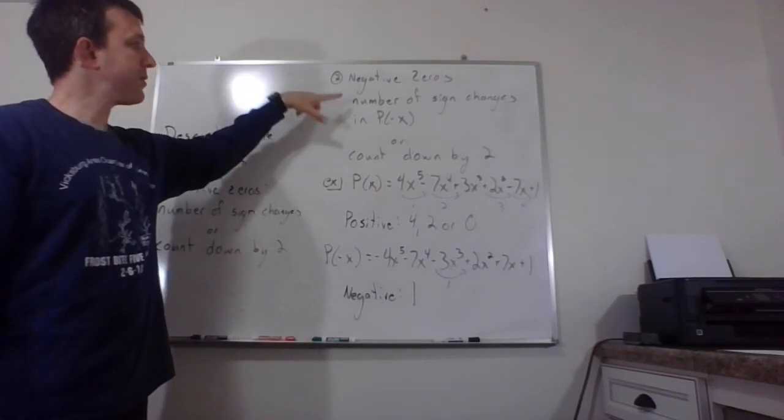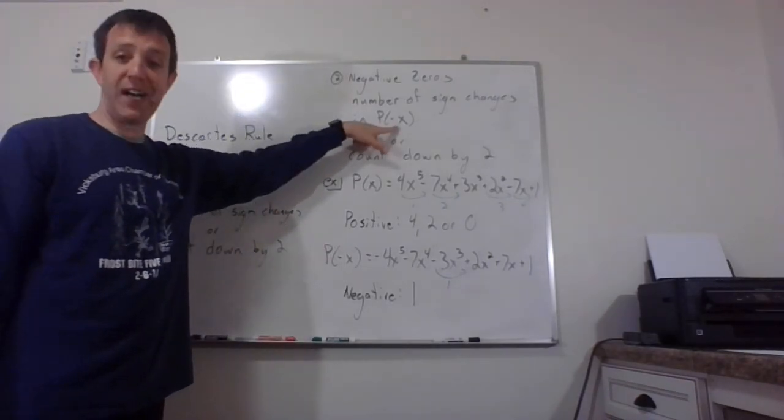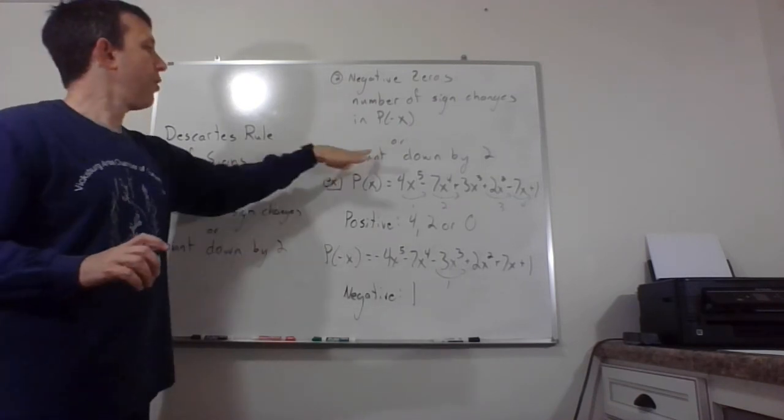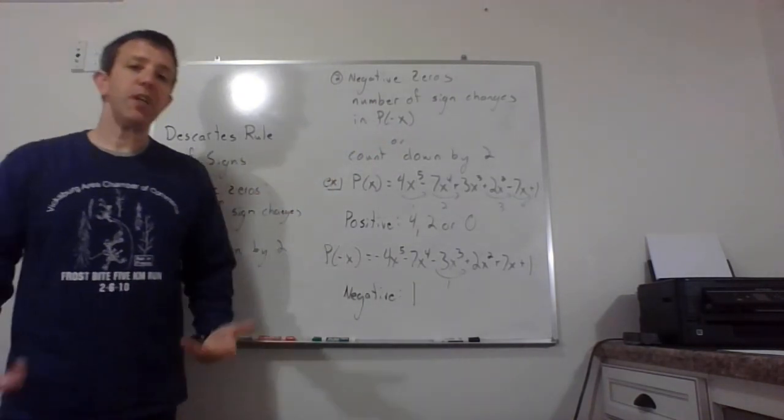The number of negative zeros is the number of sign changes in p of the opposite of x, so that's going to be a little bit different. Or again, count down by 2. So let's do an example.